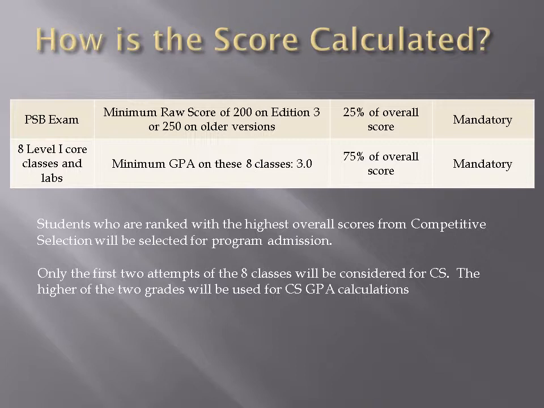Students who are ranked with the highest overall scores from competitive selection will be selected for program admission. Only the first 2 attempts of these 8 Level 1 core classes will be considered for competitive selection. The higher of the 2 grades will be used for competitive selection GPA calculations.